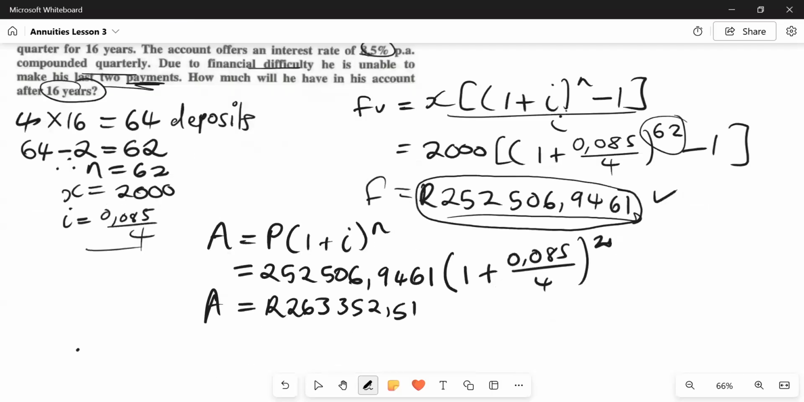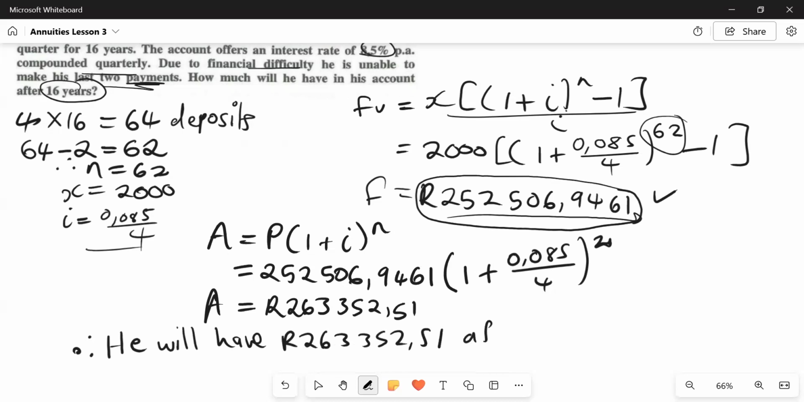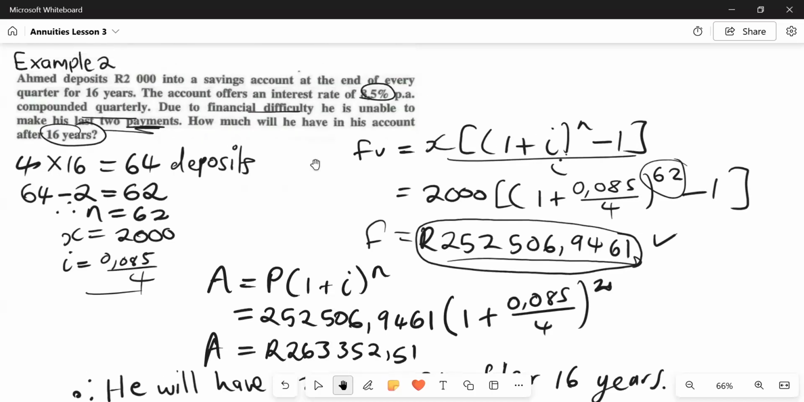And after you conclude, it is important for you to conclude. So we say, therefore, he will have this amount after 16 years. Perfect. This is example 2. Now let's move to example 3.